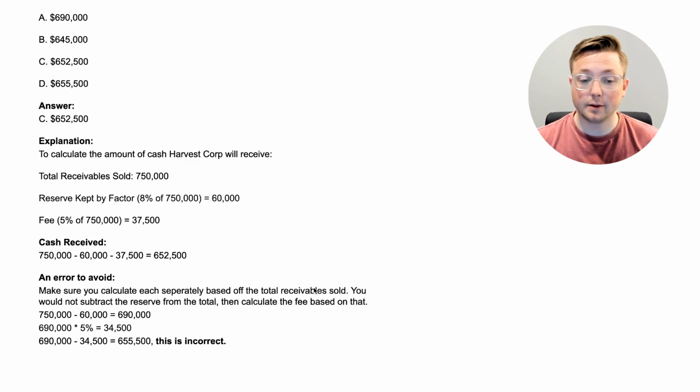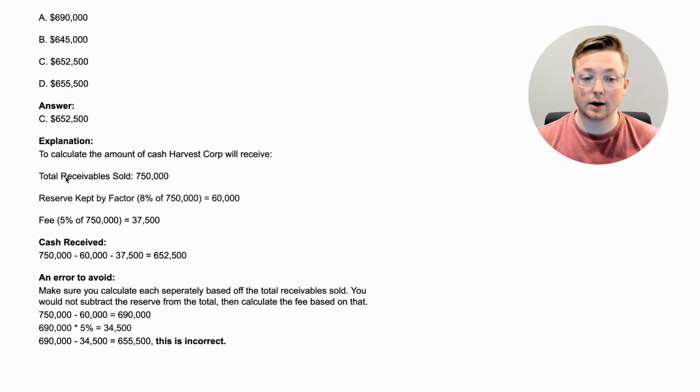So why does that matter? Because if you were watching and doing it yourself, you may have done this in order, where you first take the reserve out, so you subtract the reserve, so it's now $690,000, and then you calculated the fee based off of the amount that was left after taking out the reserve, so that would have been $34,500 instead of $37,500 for the fee, and that would have gotten you $655,500 instead of the correct answer, which is $652,500. So it does matter that you are doing it separately rather than in order based off of each other. So I hope that makes sense there.